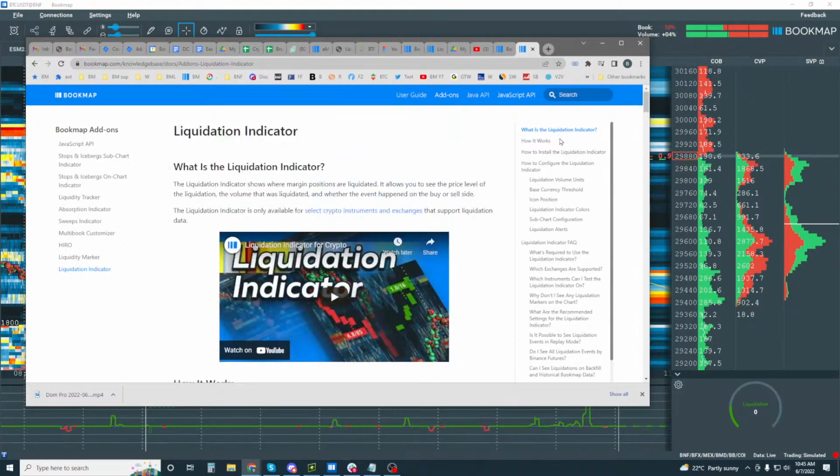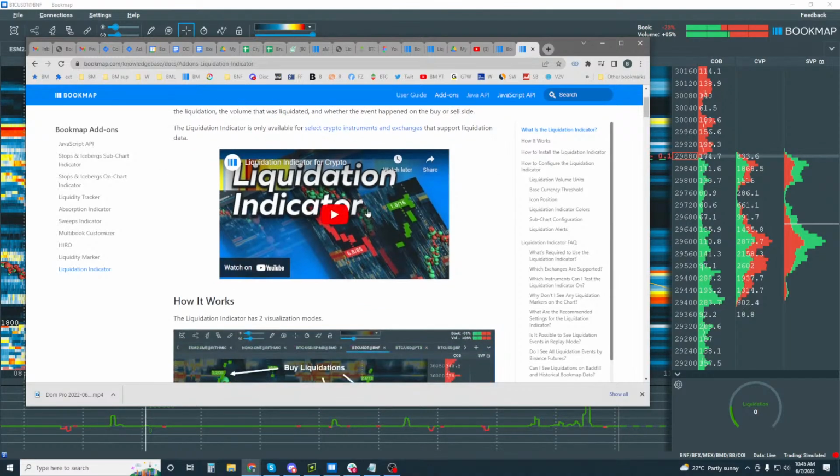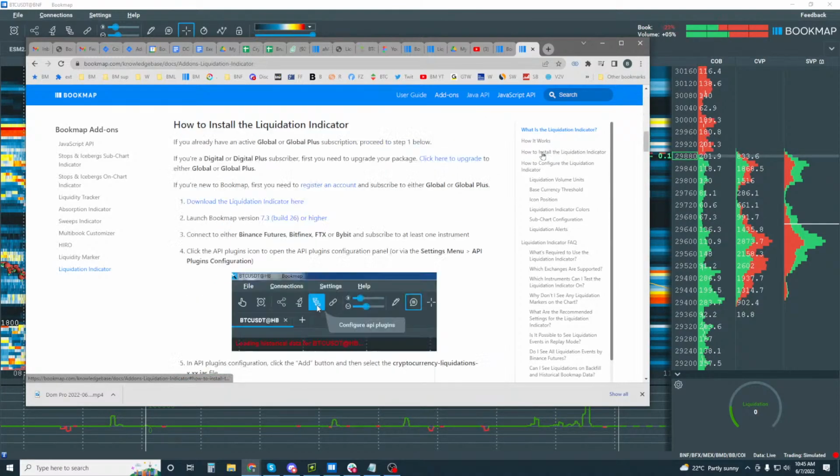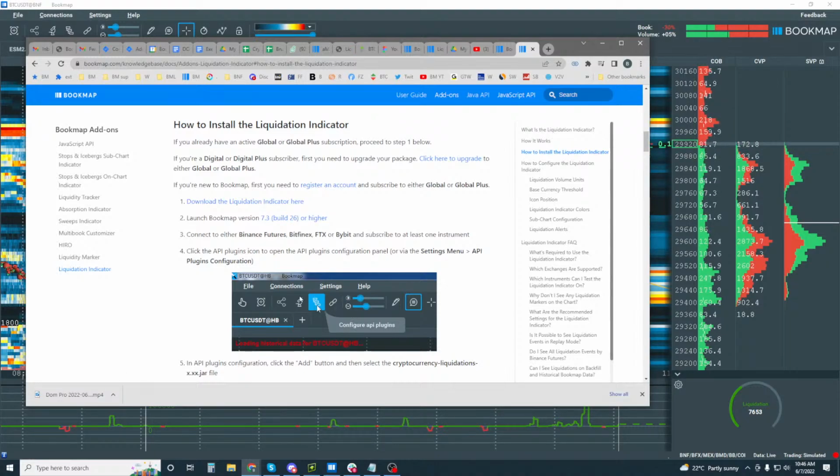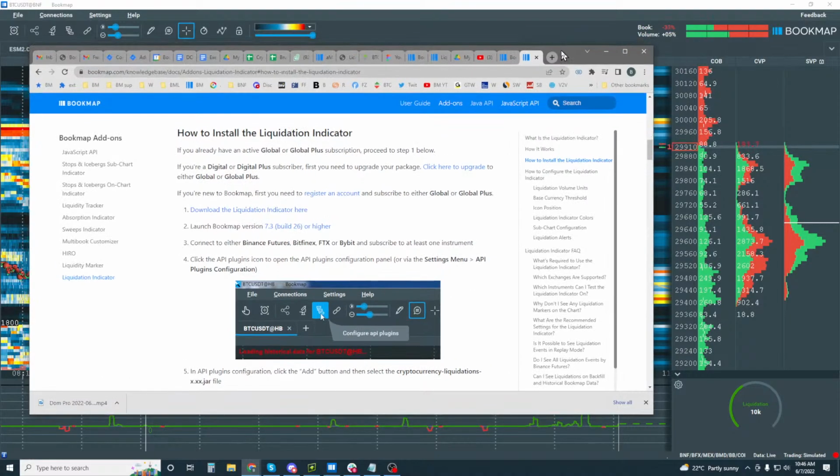Okay, so if you want to watch the video, it's here. It's 6 minutes long. You can read about how to install it. Just click on that and come back down. This is what's required here. Okay, you need to have 7.3 build 26 or higher for Bookmap, and then you can download it right here. And then it shows you how to install it, etc. A note here, see how number 3 here, it only works for these 4 different exchanges for cryptocurrencies. Okay, but all the instruments for these 4 different exchanges: Binance Futures, Bitfinex, FTX, and Bybit.